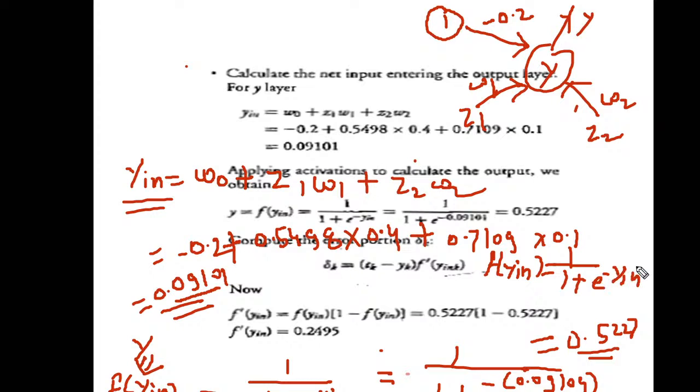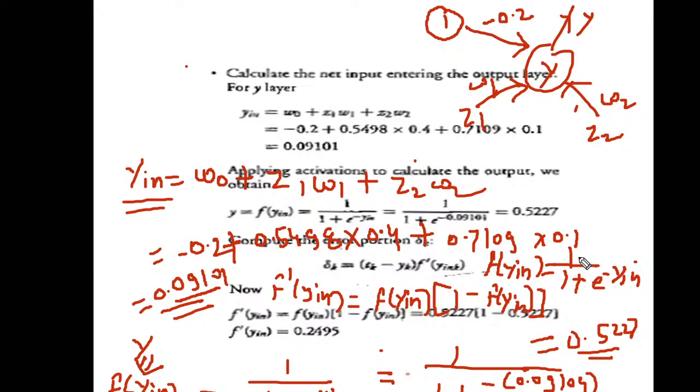So the derivative of this one is given as f dash of y in is equal to f of y in into 1 minus f of y in. So this is the formula for the derivative of this kind of function.